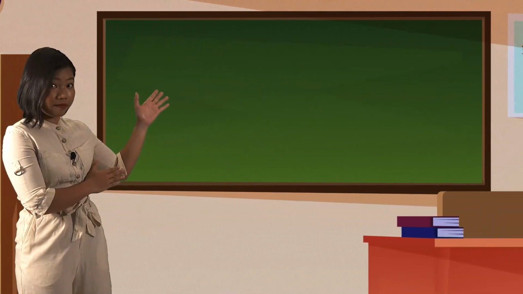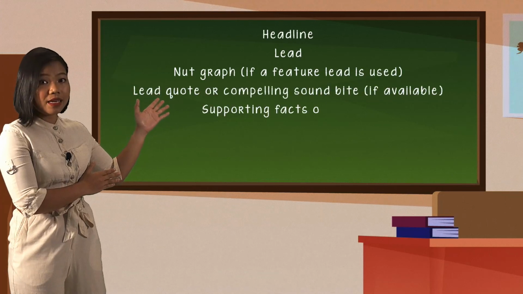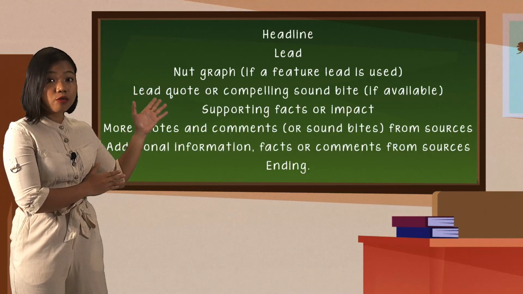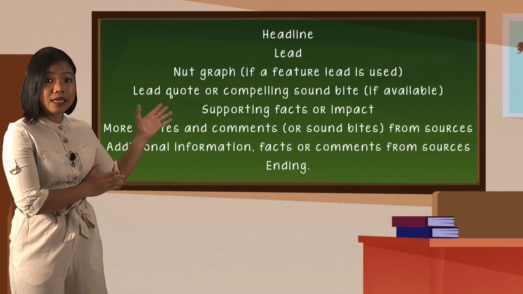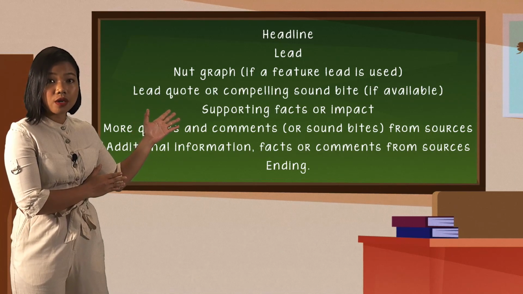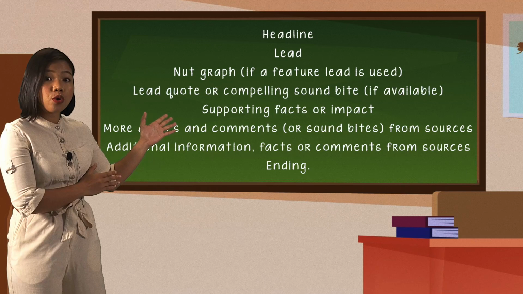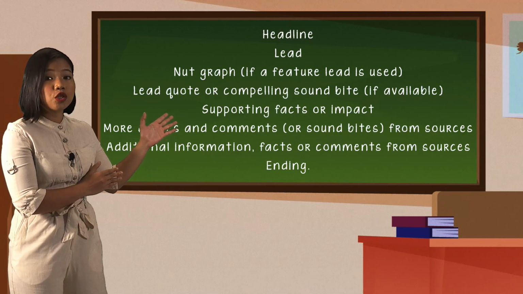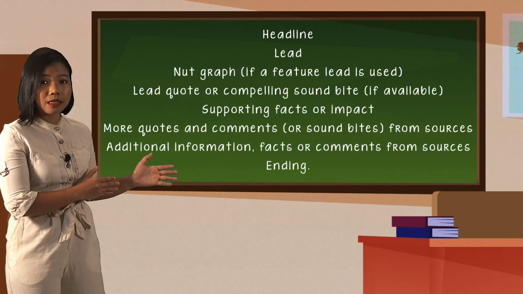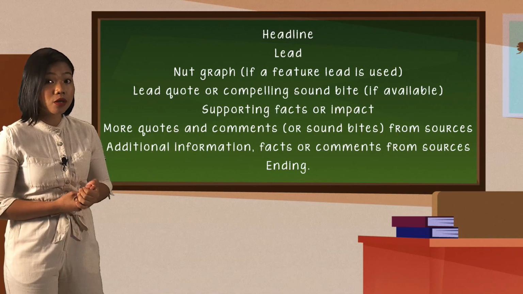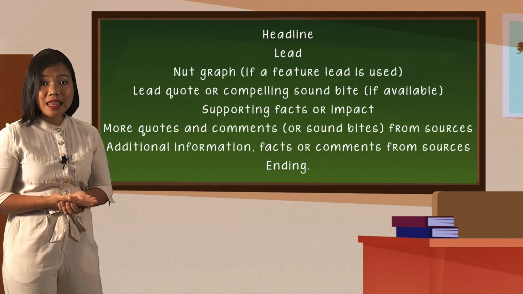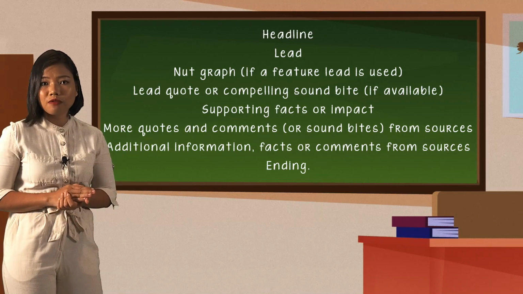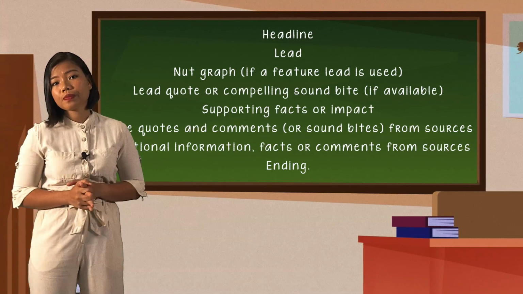A common order for a news story might look like this. You only have headline, lead, the nut graph. If a feature lead is used, that means you're writing a feature. And then lead quote or compelling soundbite if available, that's for broadcast. And then supporting facts or impacts. More quotes and comments or soundbites from sources. Then additional information, facts or comments from sources, and then the ending.